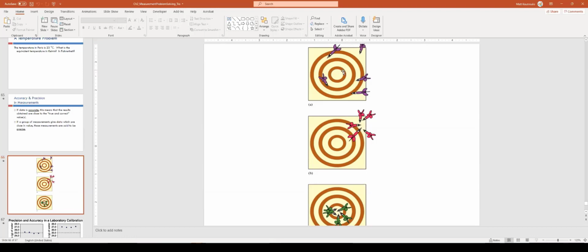Are they ever hitting the bullseye? No. Is there any real pattern to anything they're doing? No. Would you want your data to be like this in an experiment, all over the place with no pattern? No. This is not accurate and it's not precise for darts.